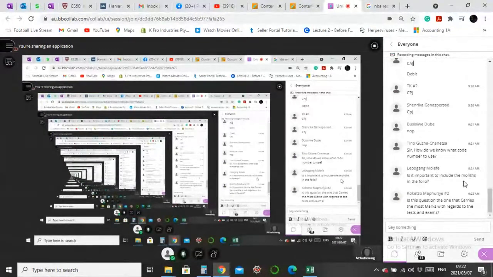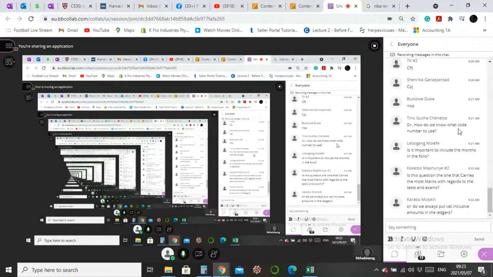Right. But before we conclude, sir, how do we know what code number to use? They will always give you the codes in the test or exam within the question. So the codes can change according to the question. They'll say code 1 means this, code 2 means this, code 3 means that. So when you get a transaction that is in line with the description they've given for code 3 or code 5, you then write code 5. All right, does that make sense? Give me a thumbs up, Tino, if I've answered your question. Okay, moving on to the next.